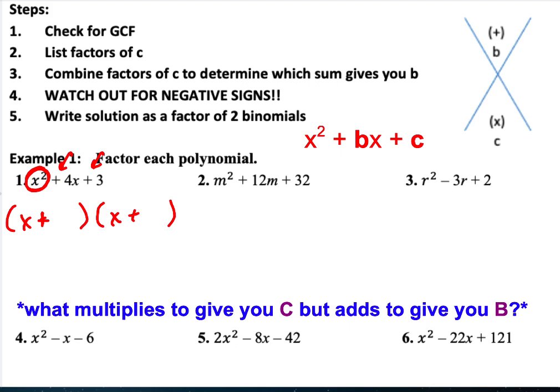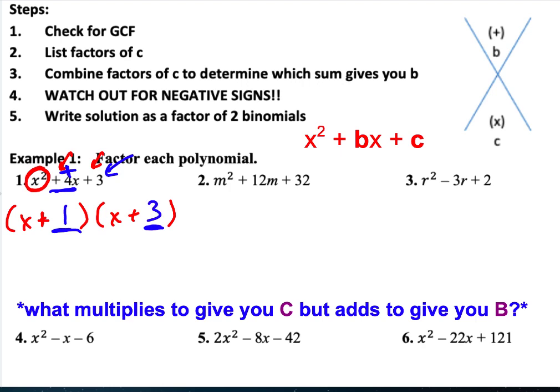All right, so we need to figure out what two numbers are going to go in this blank. We want them to multiply to give me 3, but add to give me 4. So what different numbers could I multiply to make 3? But remember, those middle terms get added together, so I need two numbers that add to give me 4. Well, in this case, it's pretty straightforward. About the only thing I can think of to multiply to get 3 is 1 times 3. So 1 and 3.